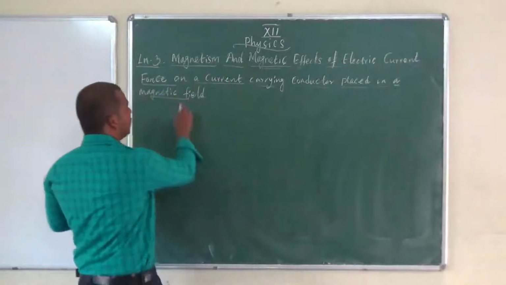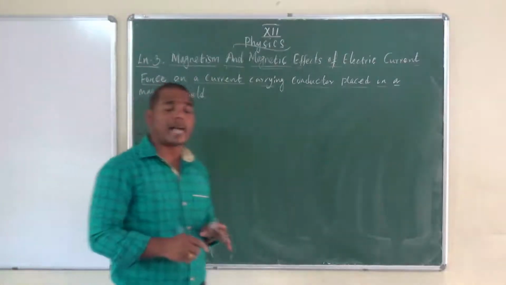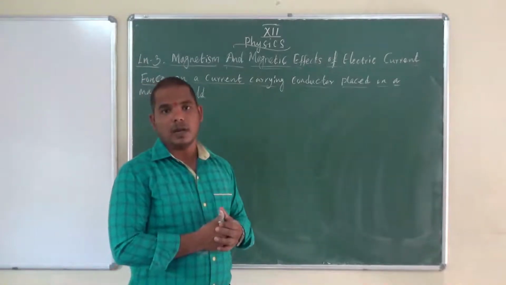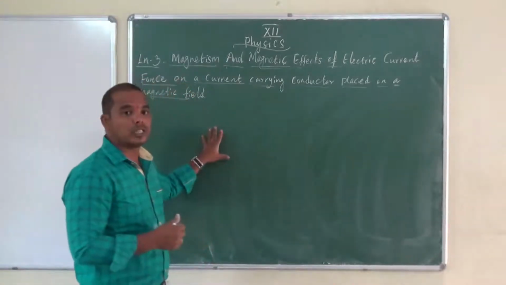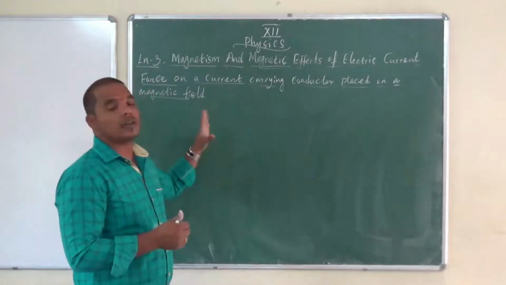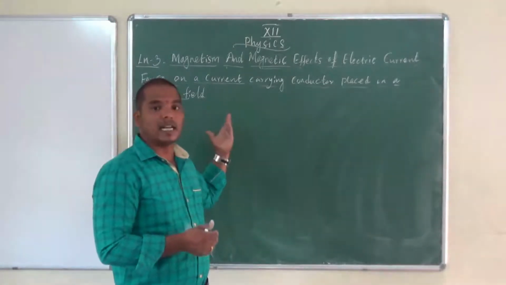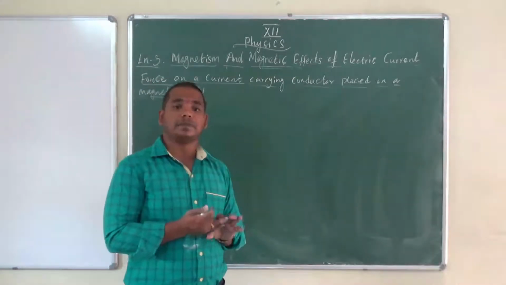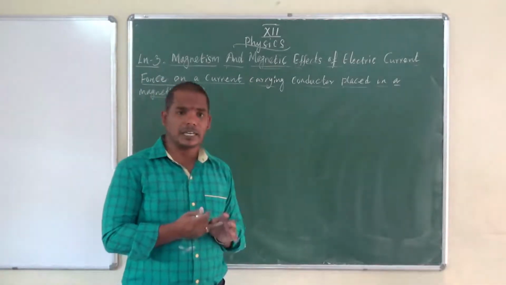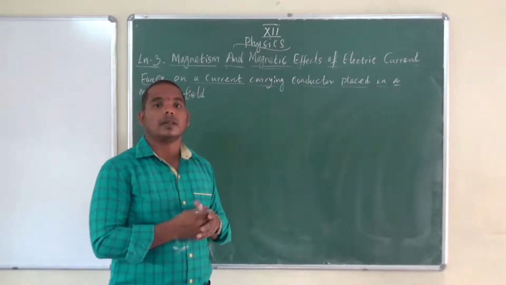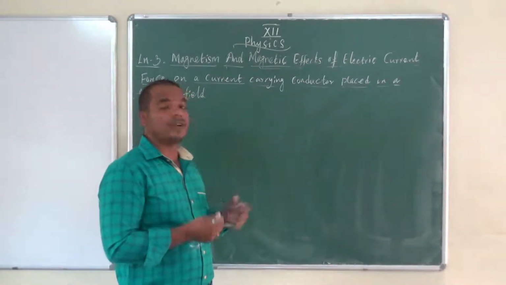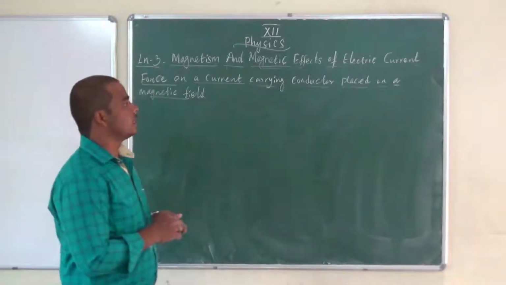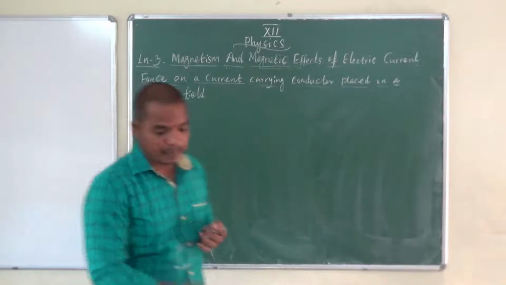This is a very important 5 mark question. Maximum number of times this question is asked in the public examination. So it is a very important question. This question is based on our previous chapter, second lesson, current electricity. We discussed drift velocity and the relation between drift velocity and current. We will take that equation and complete the question.